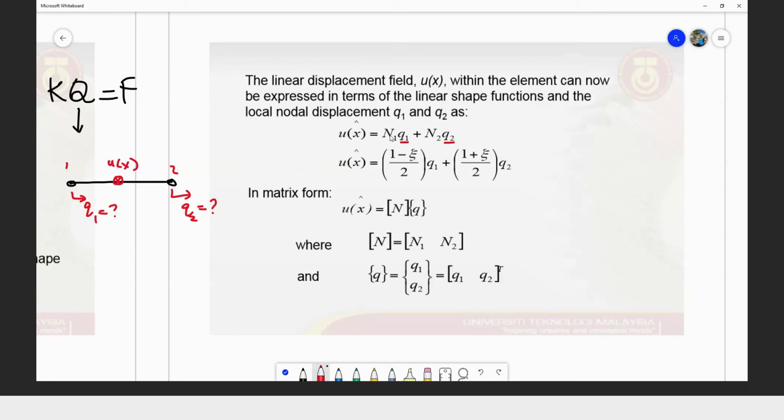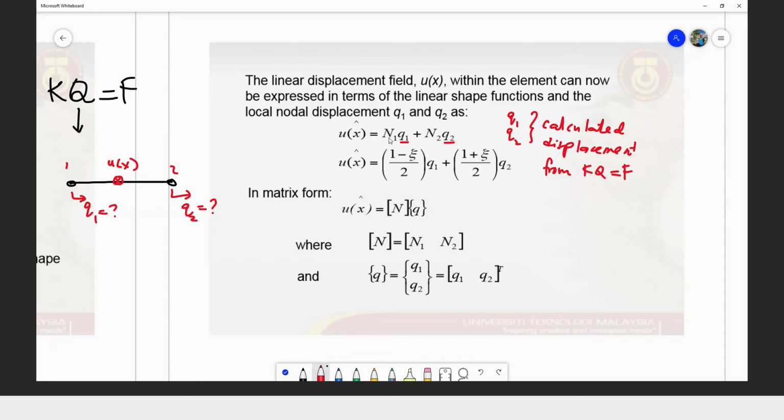Then we have N1. So Q1 and Q2 ni adalah the calculated displacement. Kalau kamu tak solvekan system of linear equation, kita tak akan dapat ni Q1 dan Q2, from the KQ equal to F.